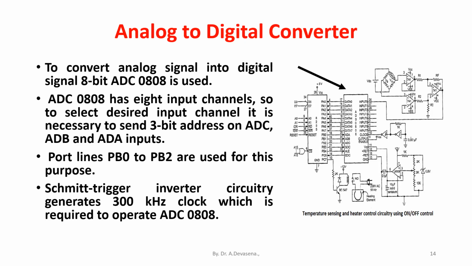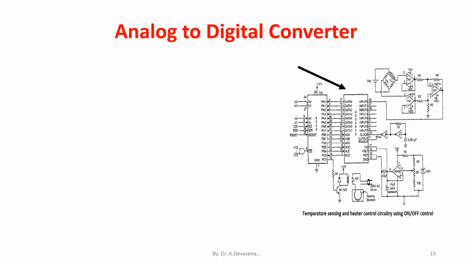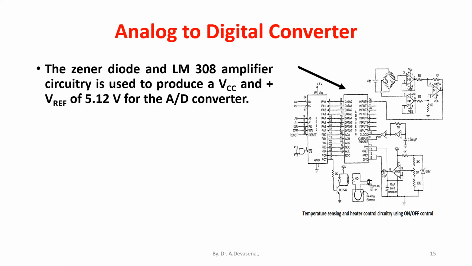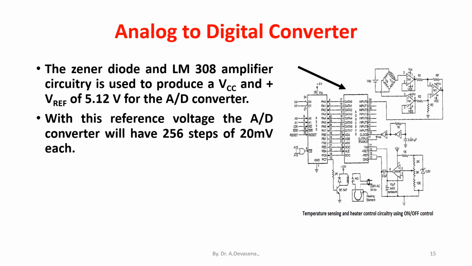A Schmitt trigger input inverter circuitry generates a 300 kHz clock, which is required to operate ADC 0808. The Zener diode and LM308 amplifier circuitry is used to produce a VCC and plus V reference of 5.12 volt for the AD converter. With this reference voltage, the AD converter will have 256 steps of 20 millivolts each.